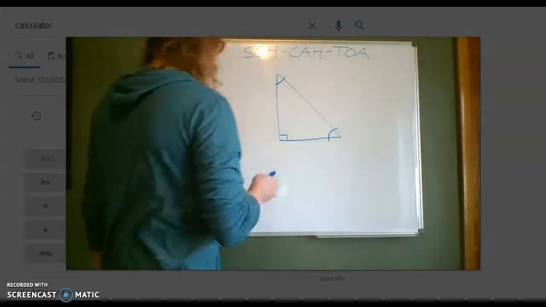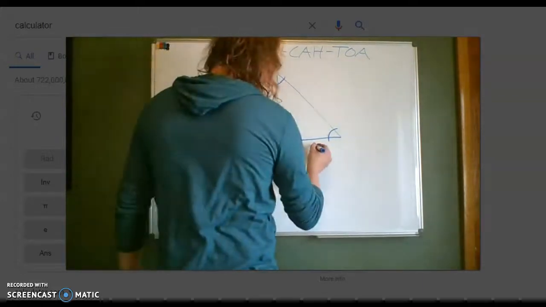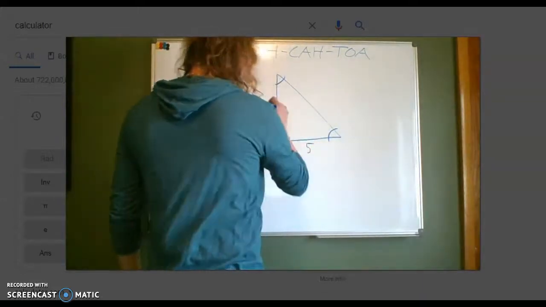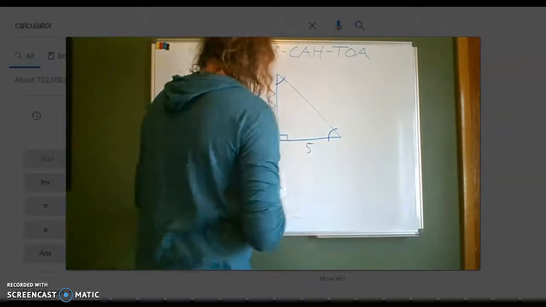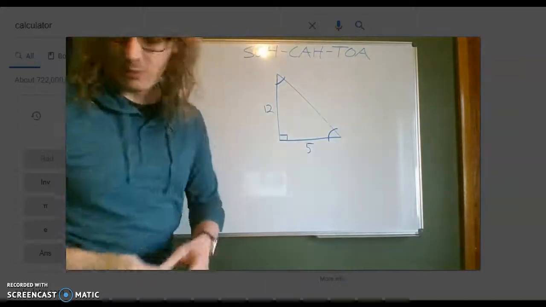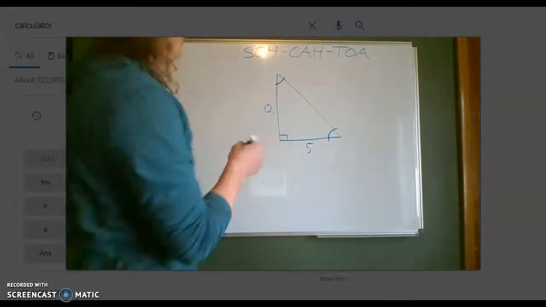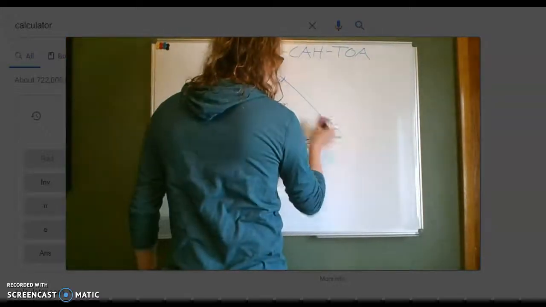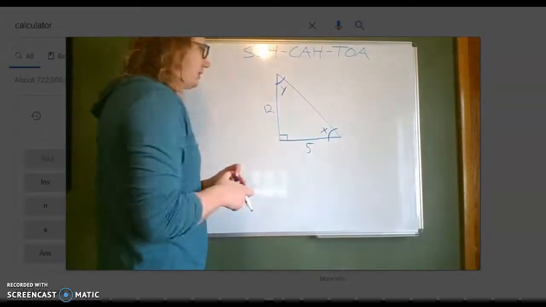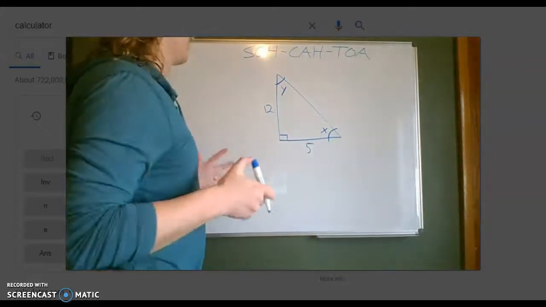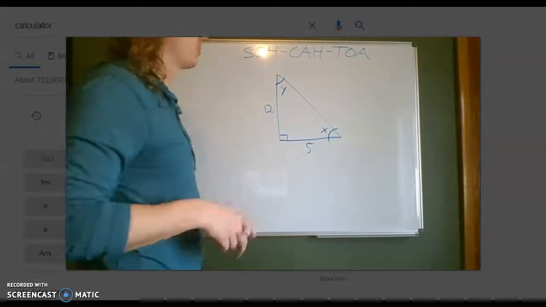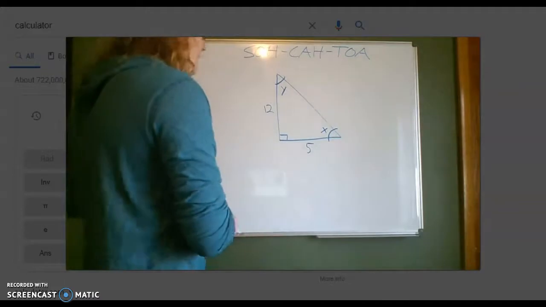Let's go with 5 to 12. That's always a good time. Like I said, this is going to be tangent. We're going to have x over here. We're going to have y over here. Let's find x first. Let's just write both equations, then we'll see if they work out first.